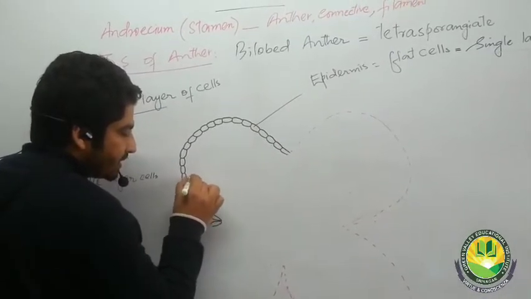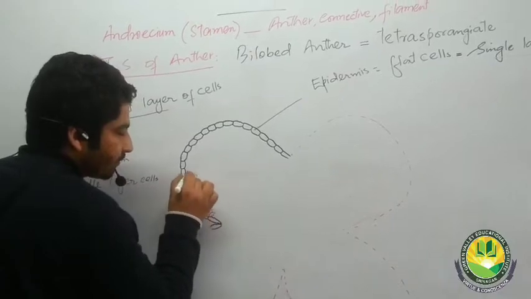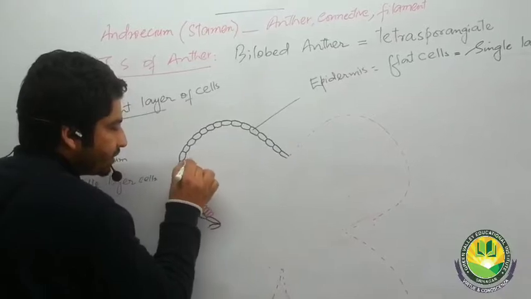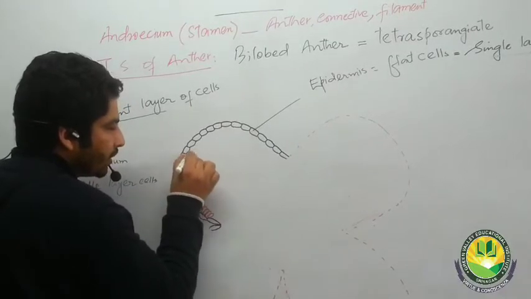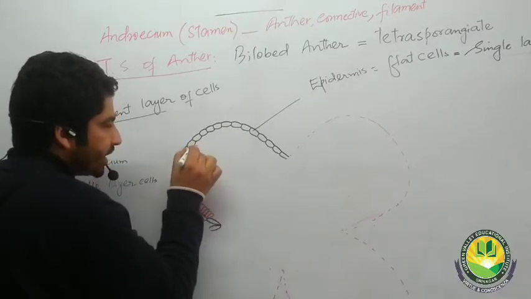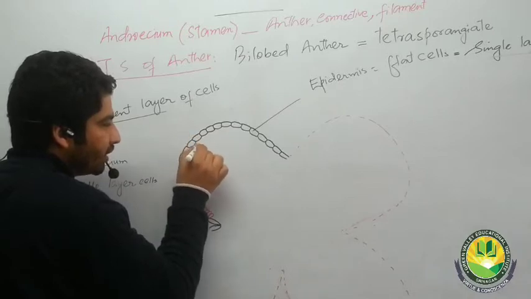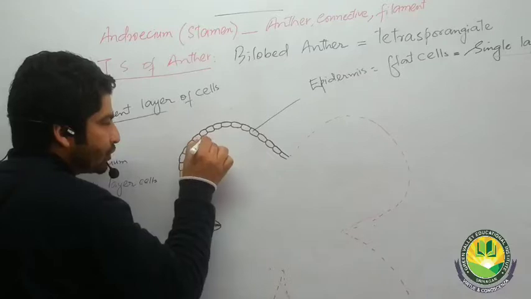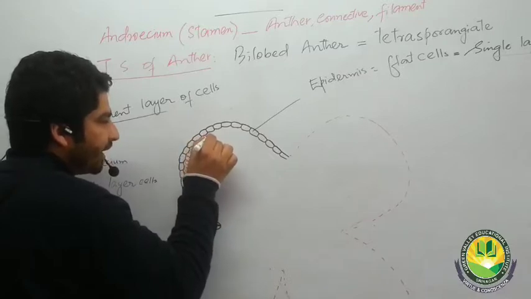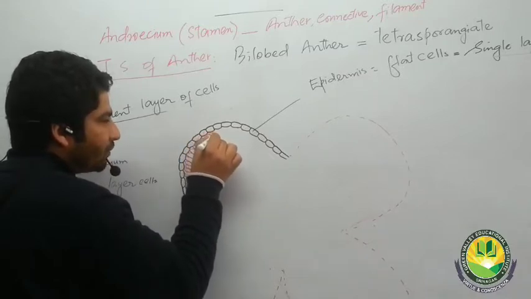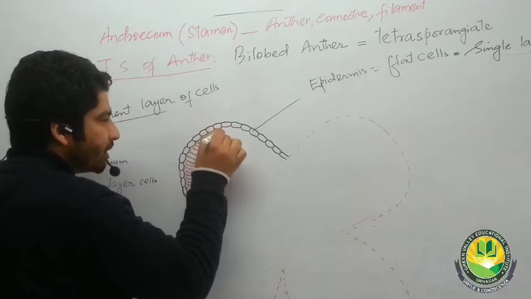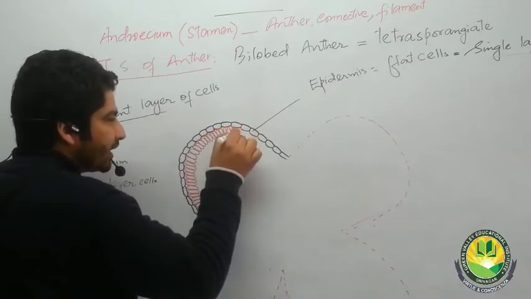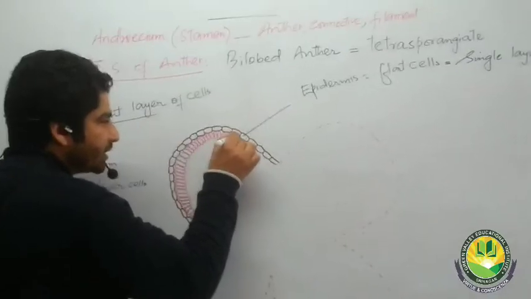So this is the endothelium. Important thing about this endothelium is that they are radially arranged, closely packed, and they have the deposition of the cannulos. Because of this deposition of the cannulos, they are tightly packed with each other.